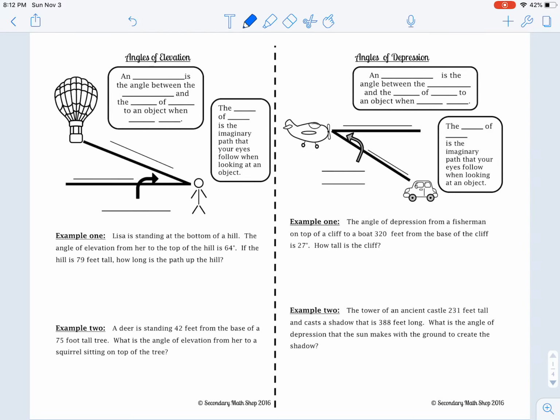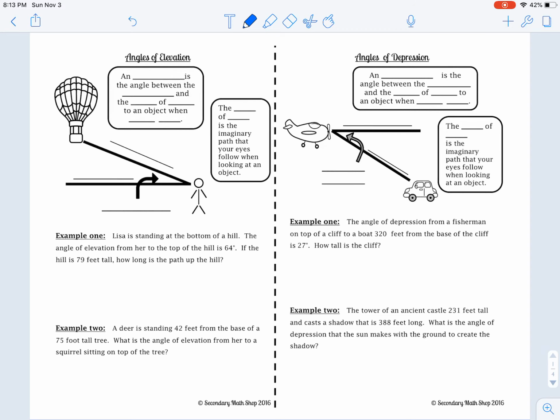Alright, so go ahead and get out your notes. They look like what I have on the page here. It should say angle of elevation and angle of depression. Okay, so we're taking what we learned last week, trigonometry, finding angles and sides using sine, cosine, tangent. And what we're going to be doing here is we're going to start applying it to word problems.